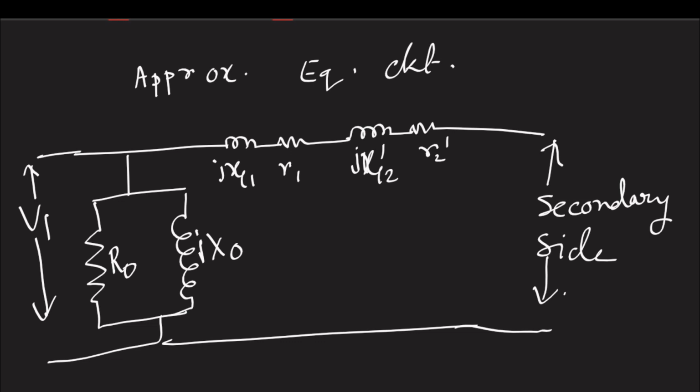So, how does this approximation help us? This reduces the complexity of this calculation to a great extent. See, for this modified circuit diagram, let me write down the equations once again. We will have I1 is equal to I0 plus I2 dash, as usual.